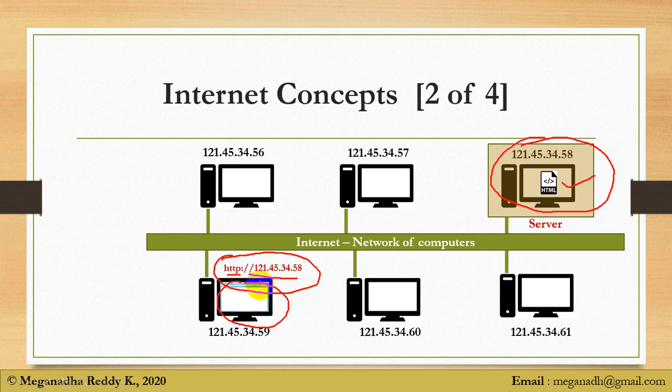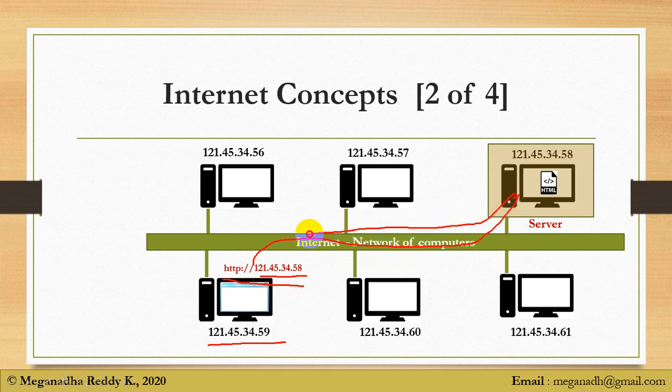Practically it's really difficult to remember if all the website addresses are using IP addresses. When in the browser we type like this, the request will go to the server based on the IP address. This is the IP address of the server, and along with the request, the IP address of the client will also go, so that the response will come back from the server to this page and the browser displays the HTML content. So that's how website addresses used to be when internet was starting.